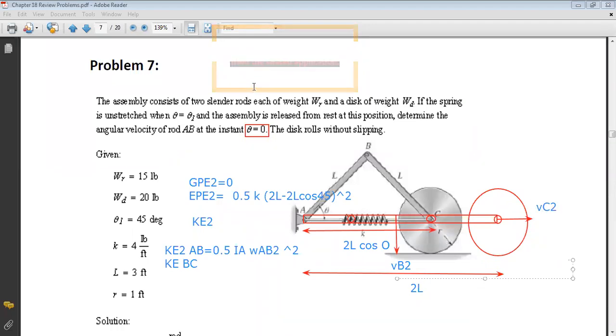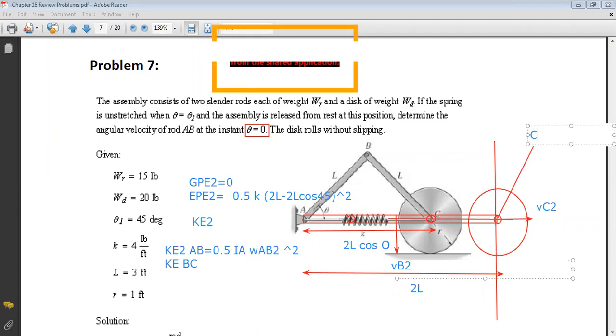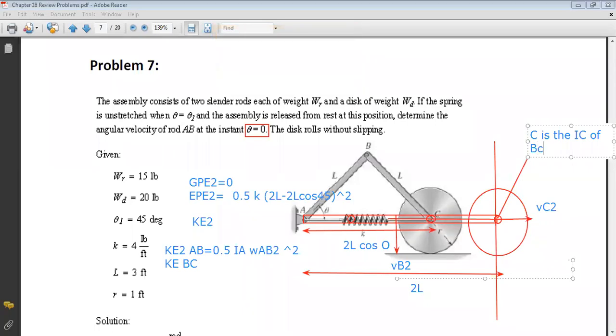To find the IC, I draw the perpendicular to VC at state 2, and I draw the perpendicular to VB at state 2. They will meet at which point? C. They will meet at C. This means C is the answer. Very good. This means that at this instant, C is the IC of bar BC. So I can deduce that VC is equal to 0, because it's the IC.